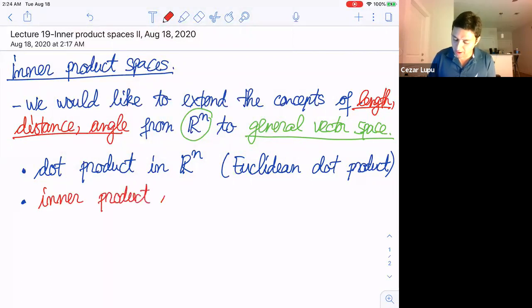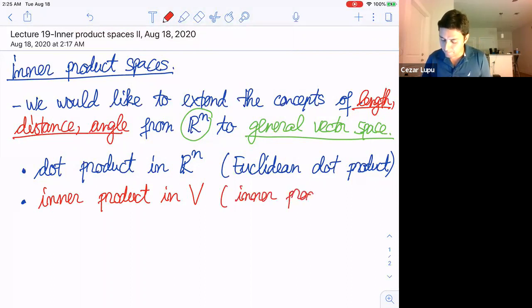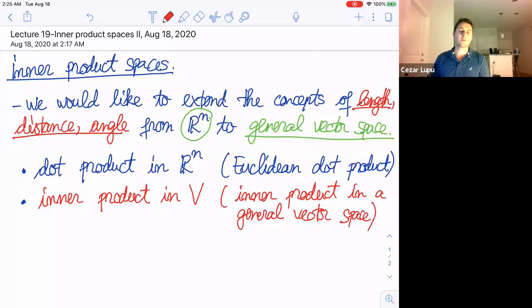And this will be defined in V. So it will be an inner product in vector spaces, in a general vector space. And we will see there will be infinite dimensional vector spaces, even, or finite dimensional vector spaces. Anyway, so this is what we're going to deal with.